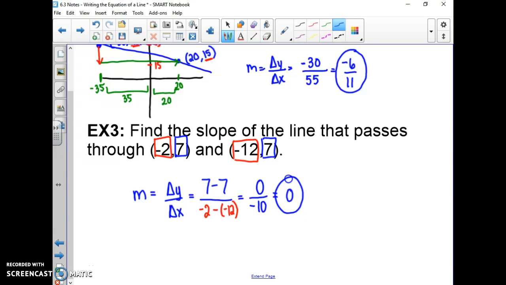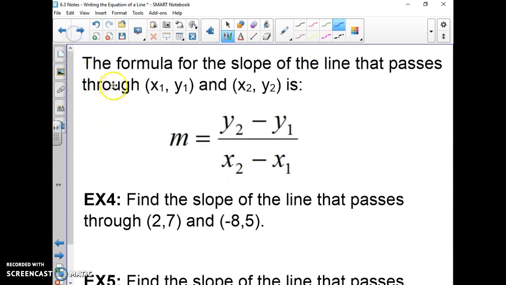Now, let's look at making a formula for this that we could use every time, so it wouldn't matter what type of graph we had. The formula that we're going to use is: the slope of the line that passes through (x1, y1) and (x2, y2) is m = (y2 - y1) / (x2 - x1). The y2 minus y1 means we subtract our y coordinates, and that gives us our change in y. The x2 minus x1 means we subtract our x coordinates, and that gives us the change in x.